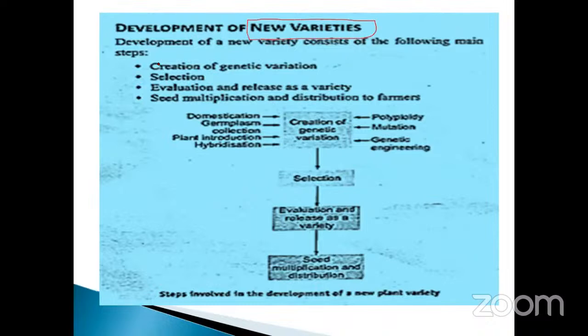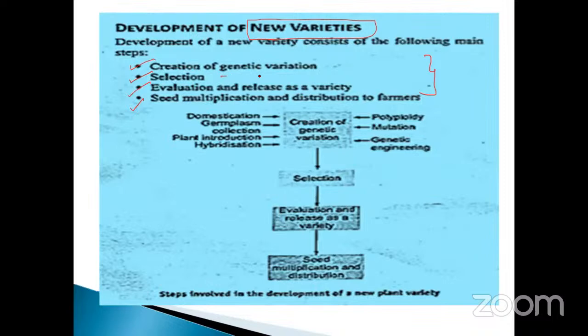First, creation of genetic variation. Creation of genetic variation is the first step. The second one is selection. The third one is evaluation and release as a variety. The fourth one is seed multiplication and distribution to the farmer. These are the four important steps used for the development of a new variety.